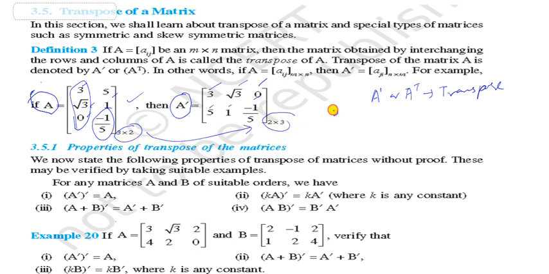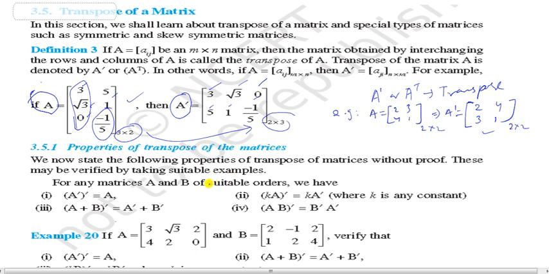I am taking another example. Suppose A is 2, 3, 4 and 1. Here if I ask you what is A dash, then you just go on writing columns into rows, that is 2, 4 and 3, 1. Now this is 2 cross 2, and if I exchange this, it will also become 2 cross 2. So this is the concept of transpose. You just convert the rows into columns and columns into rows.